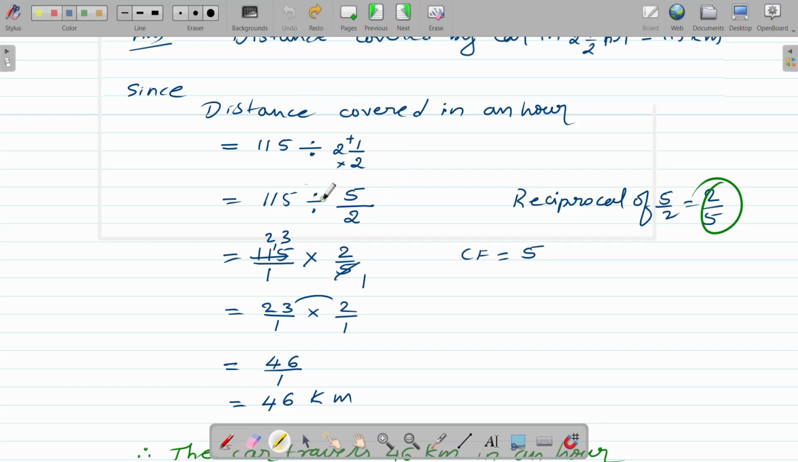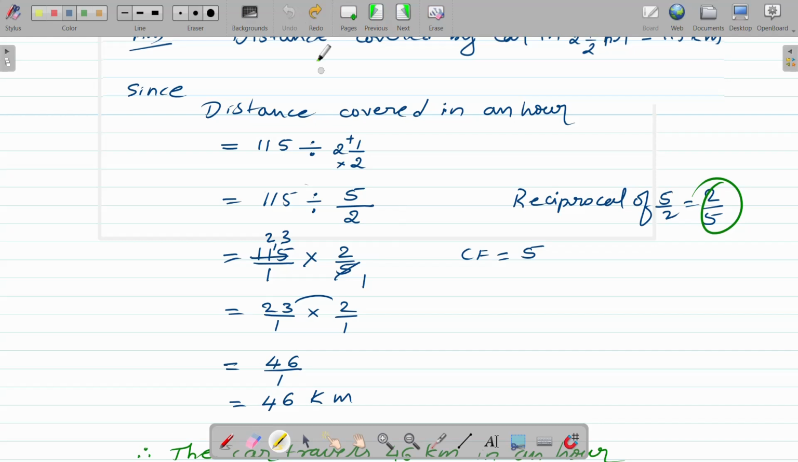Now I have to divide. To divide any number by a fraction, we have to find the reciprocal of the divisor. The divisor here is 5 by 2. Its reciprocal is 2 by 5. That reciprocal I took and I have written here, and then this division will become multiplication.